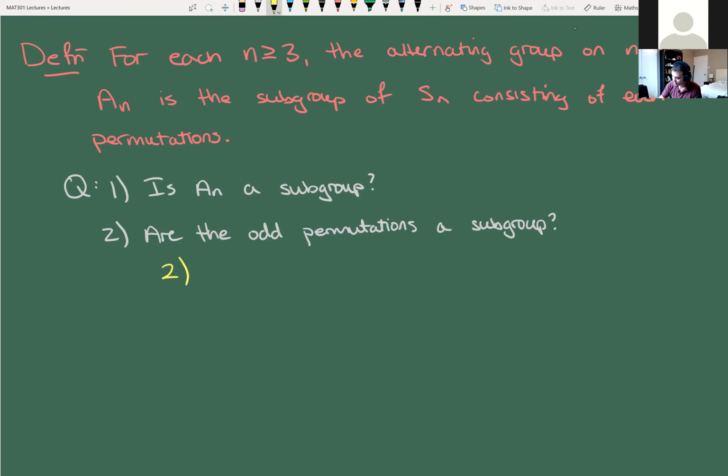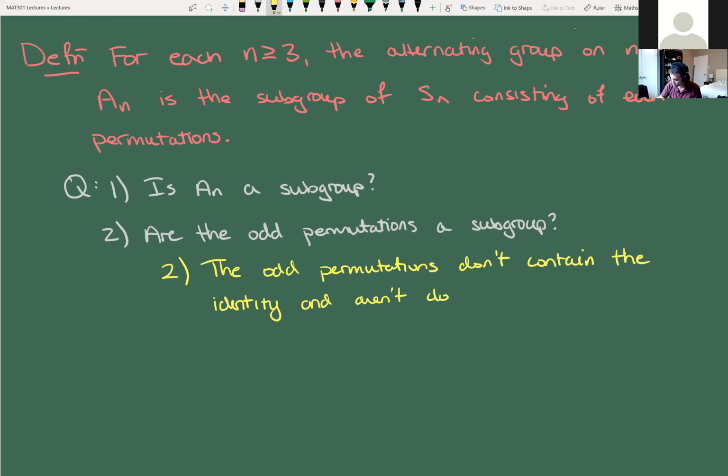So for number 2 here, the odd permutations don't contain the identity and aren't closed under the binary operation. Right? So it super fails to be a group.